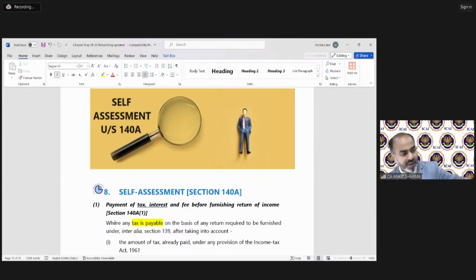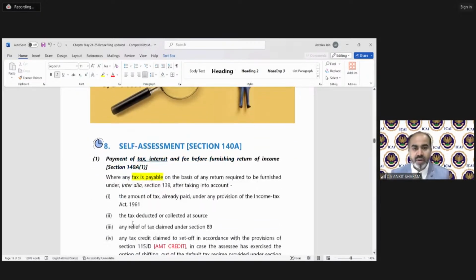Suppose an assessee has a tax liability of 1 lakh rupees. Clear? 1 lakh. Out of which he has paid 50,000 as advance tax and 40,000 as TDS. So now the remaining is only 10,000. That 10,000 which we pay at the time of filing of return is called self-assessment tax.